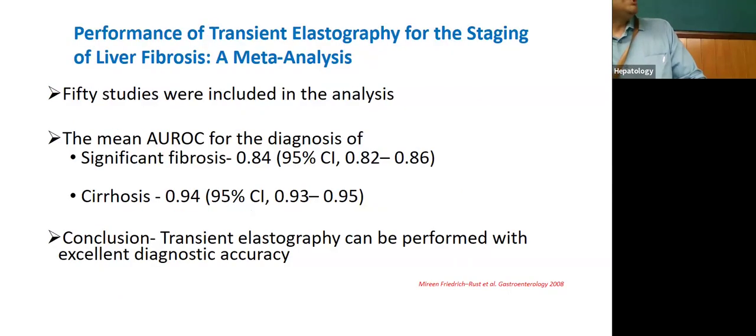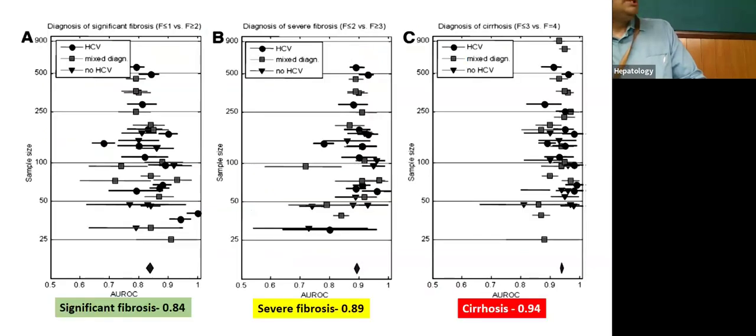So this was a meta-analysis for assessment of performance of transient elastography for staging of liver fibrosis. And the conclusion was that it can be performed with excellent diagnostic accuracy. If you see the area under curve in this meta-analysis for the diagnosis of cirrhosis, the area under curve was 0.9, which comes under the category of excellent diagnostic test for cirrhosis. So it is a very good test for ruling out or even ruling in cirrhosis.